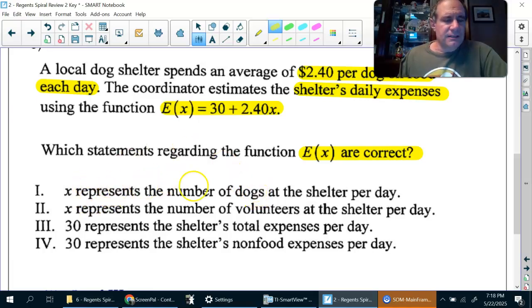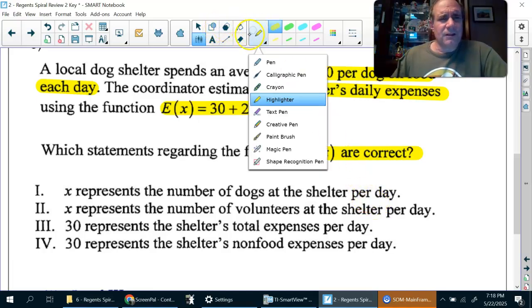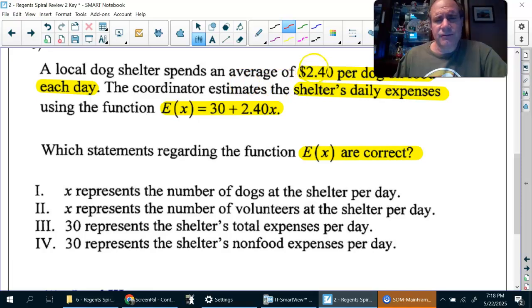X represents the number of dogs at the shelter per day. X represents the number of volunteers at the shelter. So a local dog shelter spends an average of $2.40 per dog on food. Per dog. So this X does not represent volunteers.